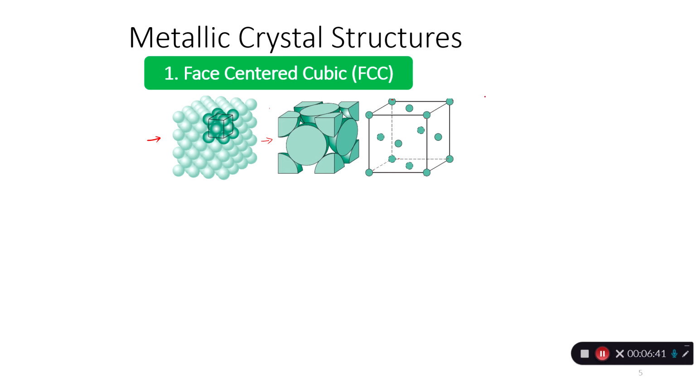So a cube will have 6 faces, right? There's 6 sides to a cube. So on each face you will have this half atom. You have it on this face, this face, this face, and of course on the 3 faces that we don't see. So that is the face-centered cubic.